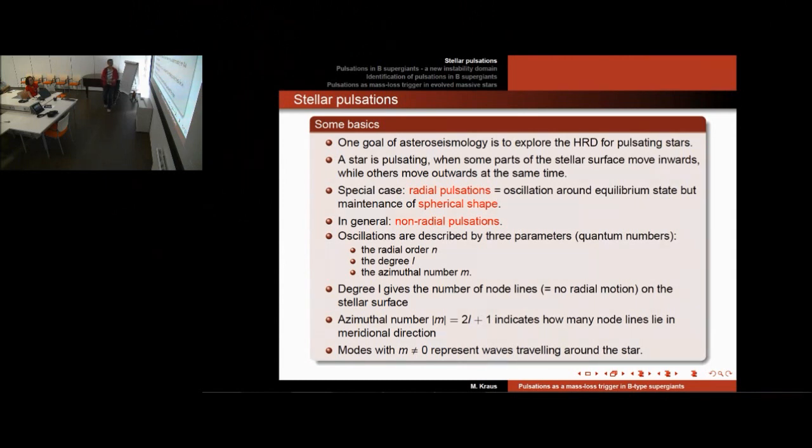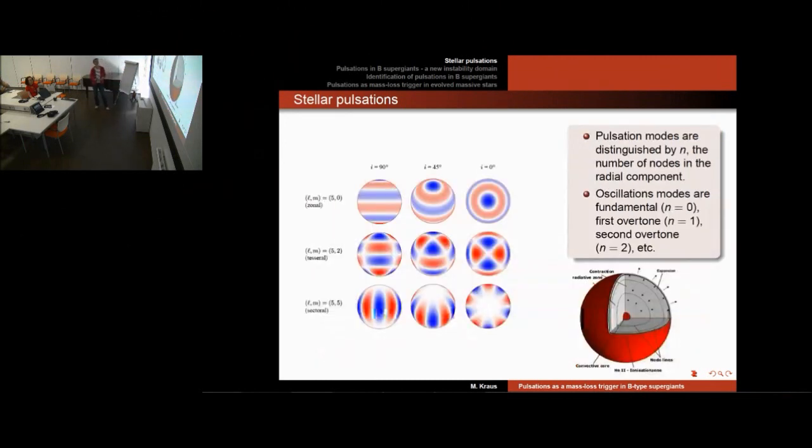And if we have modes with m not equal to 0, then that means that we have waves that are traveling around the stellar surface, and depending on whether it's positive or negative, they travel in one or in the other direction. To show you an example of how that may look, I have here a picture that shows you three different modes for stars under different inclination angles. So here is shown the edge-on view, and here is shown the pole-on view, and here is some intermediate angle.